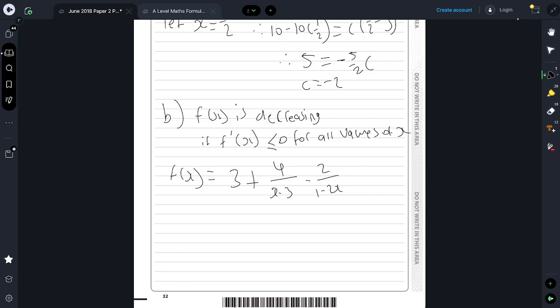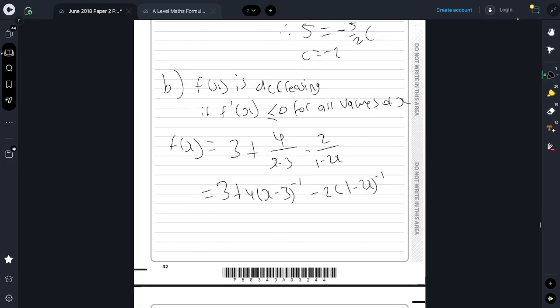But also, because we want to differentiate, the original function needs the quotient rule, right? It's two functions of x on the top and the bottom. So it's a bit more work. But here, if we just say 3 plus 4 of x minus 3 to the minus 1, minus 2 of 1 minus 2x to the minus 1, is this not just simple chain rule? So it makes our work a lot easier. So let's compute the derivative then.